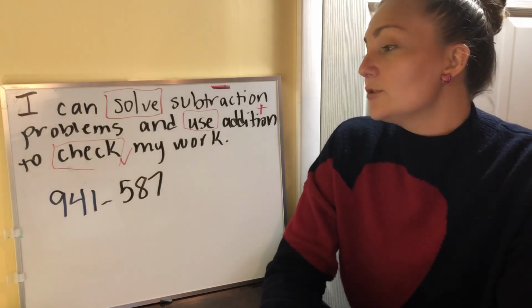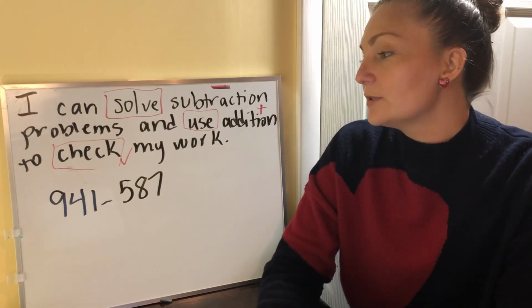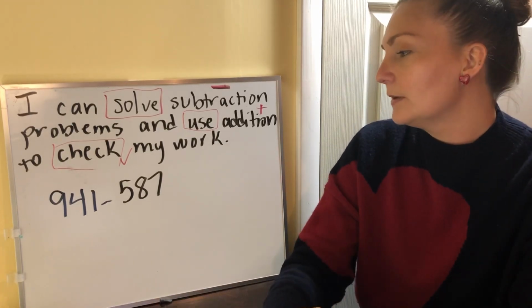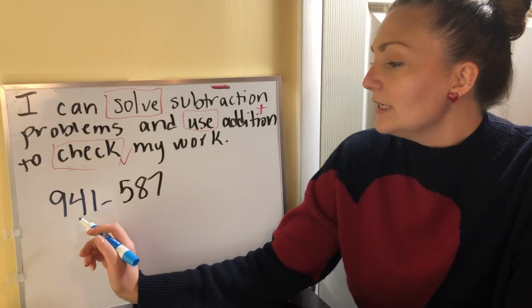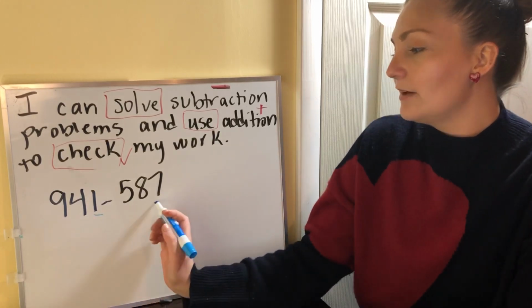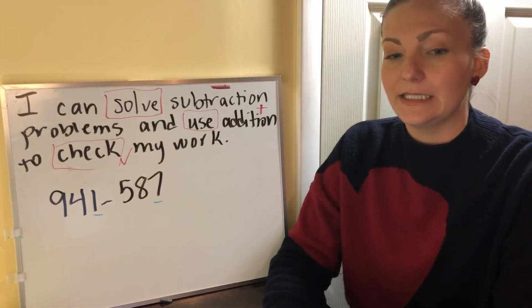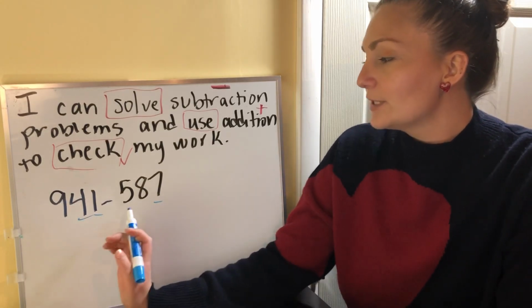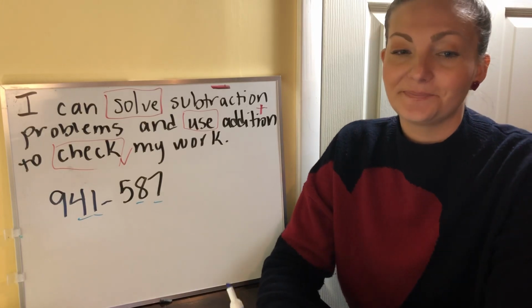All right, so I'm thinking, do I want to use mental math, use the arrow way? And I'm going to check first to see what I think about it. I'm going to have to do 1 take away 7. Is that easy to do? I'm going to have to do 4 take away 8. Is that easy to do?